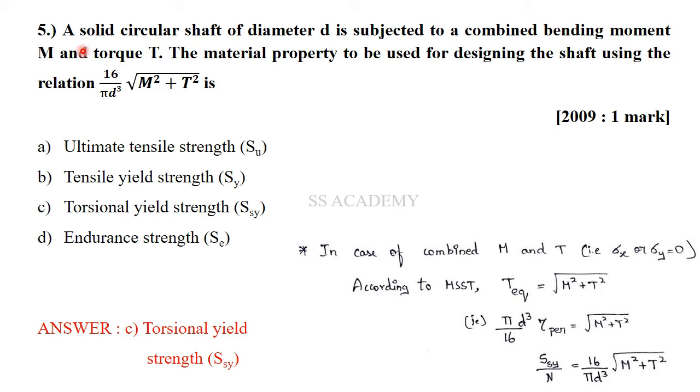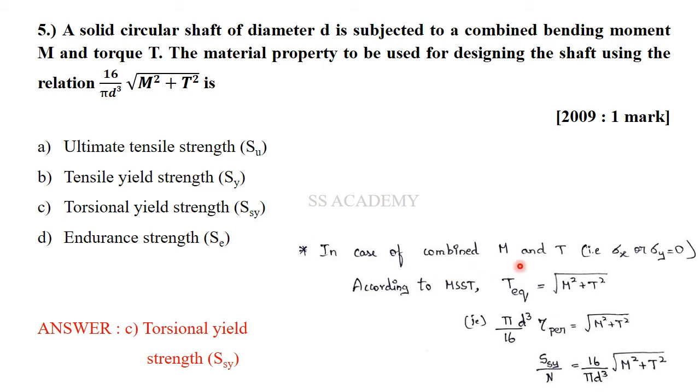A solid circular shaft of diameter d is subjected to a combined bending moment M and torque T. The material property to be used for designing the shaft using the relation 16 by pi d cube times root of M squared plus T squared. This particular relation is possible through the maximum shear stress theory, that is a theory of failure. Here they have given options: ultimate tensile strength, tensile yield strength, torsional yield strength, and endurance strength. This is a 2009 1 mark question.